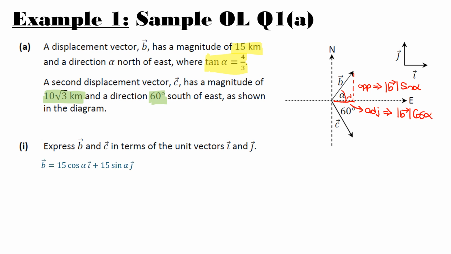So that looks like this. So our vector B is 15, which is the magnitude of B, cos alpha i plus 15 sine alpha j. So in order to fill in our cos alpha and sine alpha, we're going to go back to the second bit of information they gave us, which was about tan. So they told us the tan of the angle. So in this case, tan alpha was 4/3. So what we're going to do is sketch out a little right angle triangle.